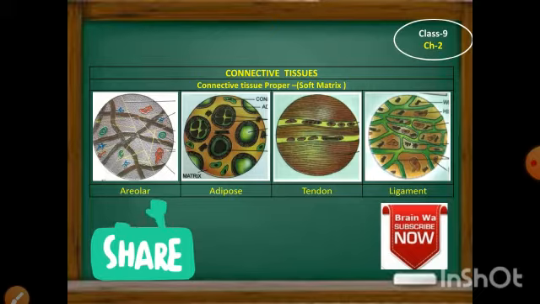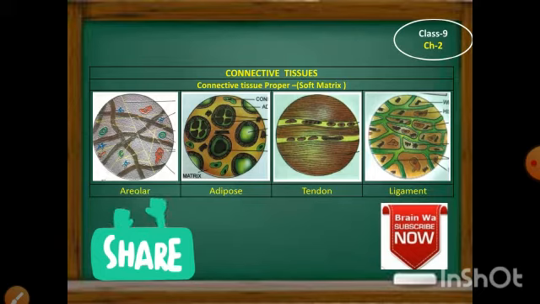Now come to the adipose connective tissue. Adipose connective tissue's matrix has a large number of oval and round cells, called adipocytes, having fat globules, and it lies beneath the skin and between the internal organs.